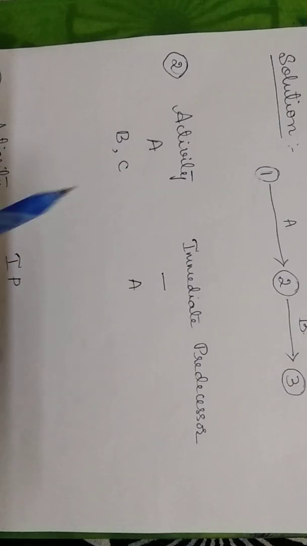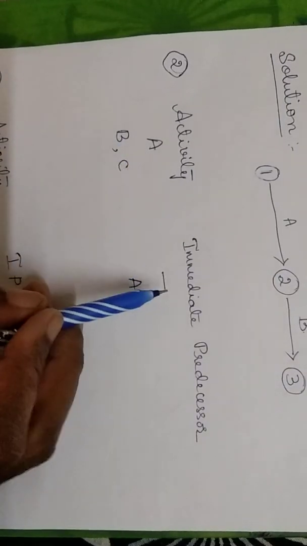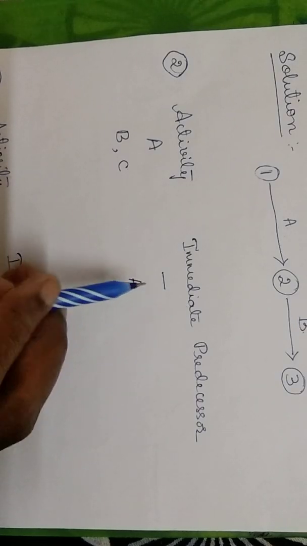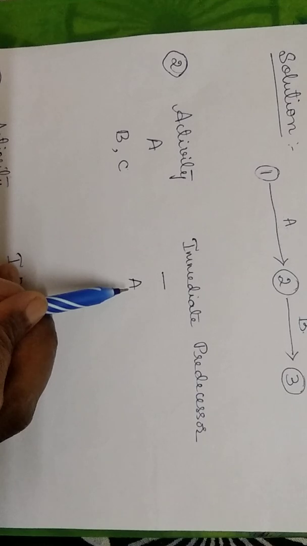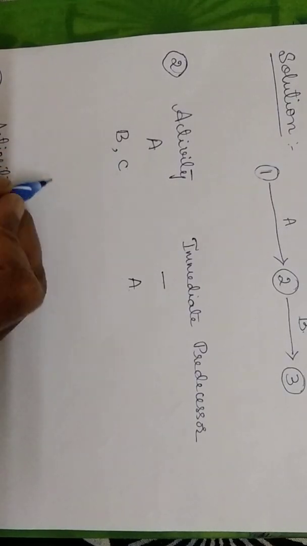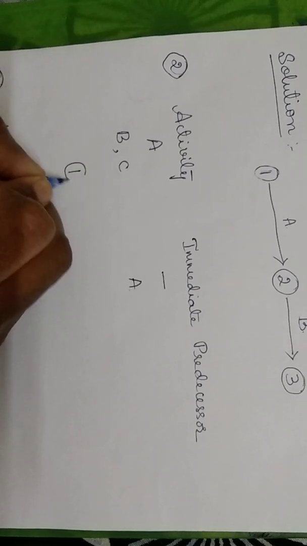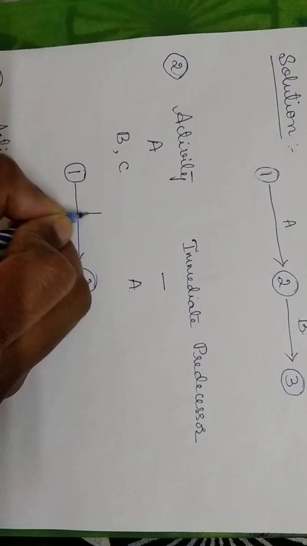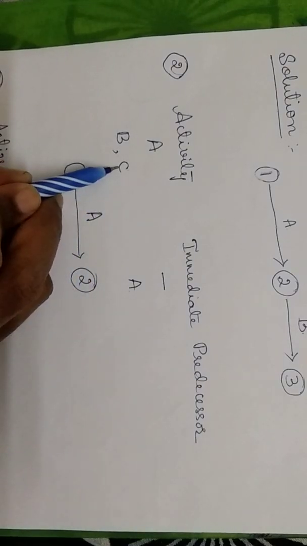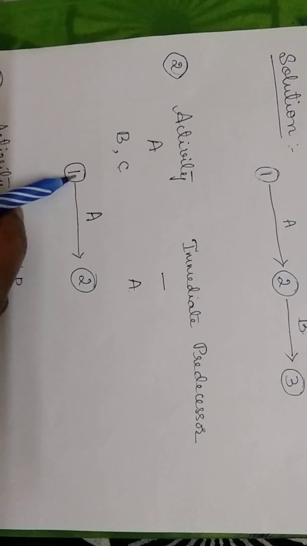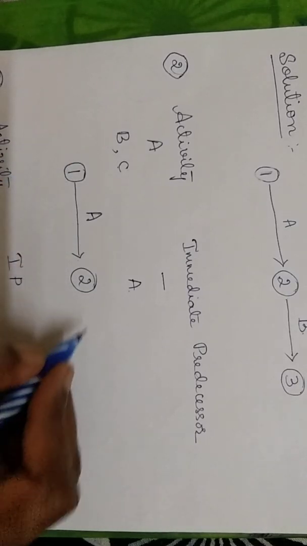Next you have the activities A, B and C. For activity A there is no predecessor, and for B and C, A is the immediate predecessor. So I should start with the activity A. If you want to start with B and C, you must have completed activity A. So this is a starting point which doesn't have any predecessor.